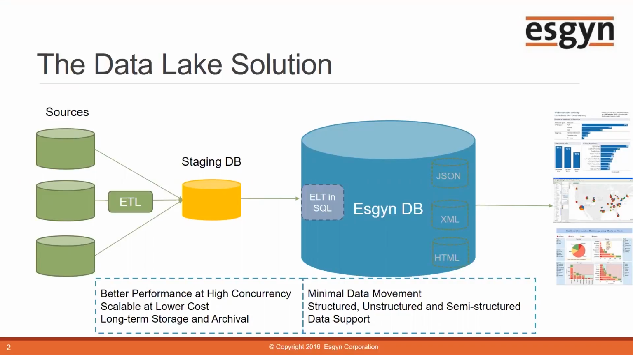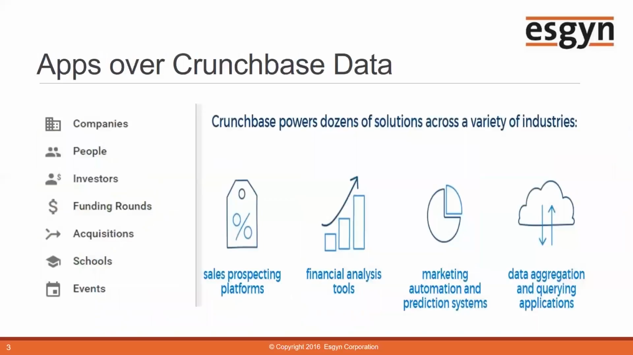EsgynDB supports all forms of data, including structured, semi-structured, and unstructured content. EsgynDB is built upon open-source-based technologies such as Hadoop, HBase, and Orc. EsgynDB can provide massive scale at a lower cost, improve performance, and significantly reduce licensing costs. Let us look at how we build a document store and implement a search interface over Crunchbase data.